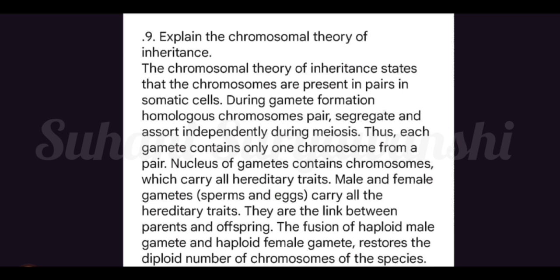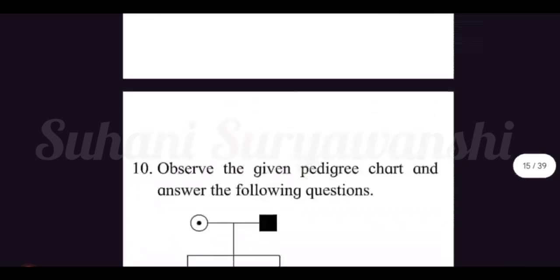The nucleus of gametes contains chromosomes which carry all hereditary traits. Male and female gametes carry all the hereditary traits. They are the link between parents and offspring. The fusion of haploid male gamete and haploid female gamete restores the diploid number of chromosomes of the species.